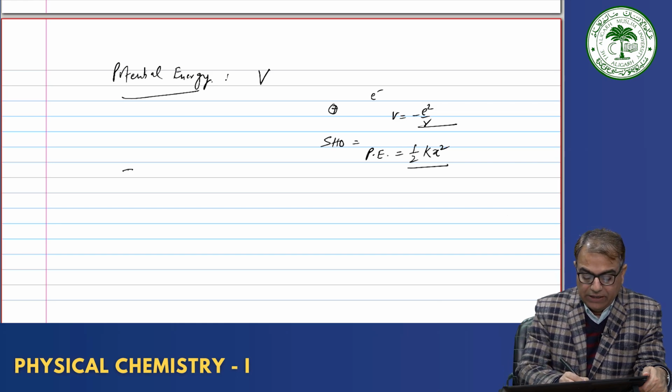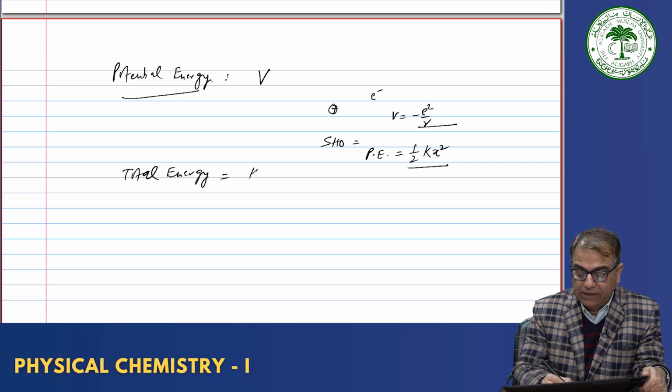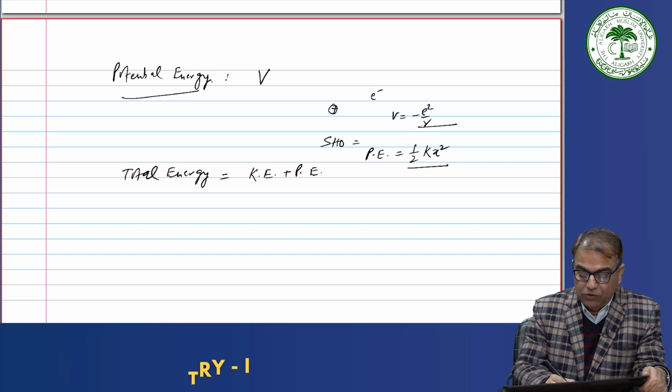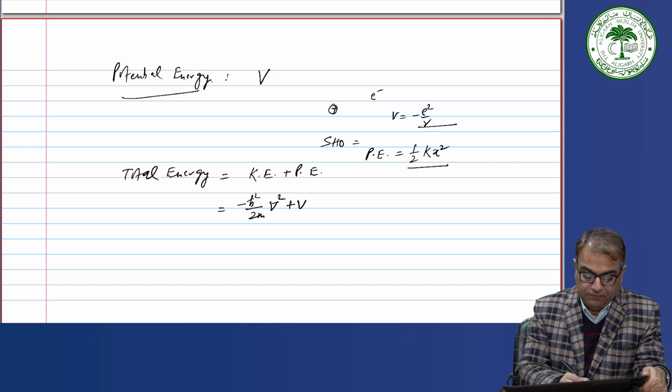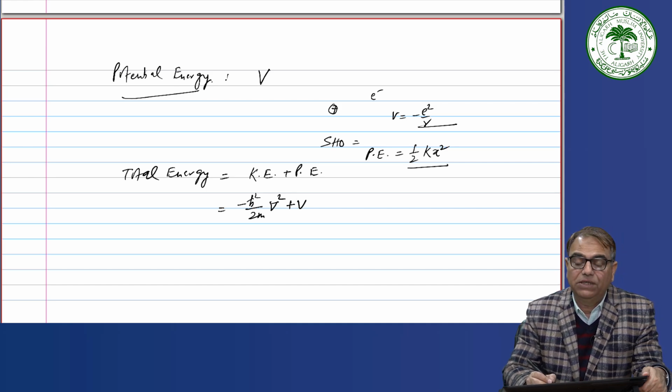So if you have total energy, then total energy is kinetic energy plus potential energy. So you can write minus h cross square divided by 2m del square plus V, and we say this is the operator for total energy. And what kind of operation is this one? Operation is double differentiation, d square by dx square, d square by dy square, d square by dz square.